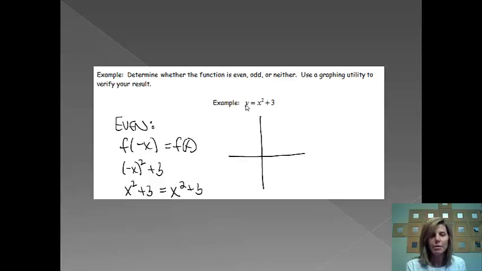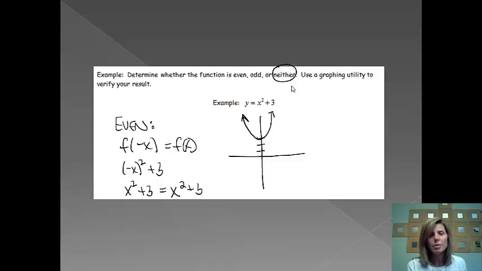And then verifying it with our graphing calculator, we'd have y equals x squared plus 3. If you were to graph that, we'll end up getting a parabola up at 3. And notice that that is an even function because this graph is symmetric with respect to the x-axis. With the y-axis, excuse me.